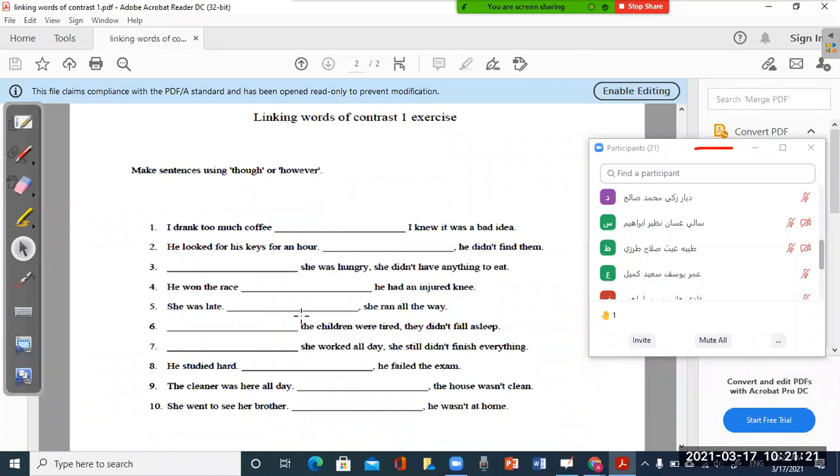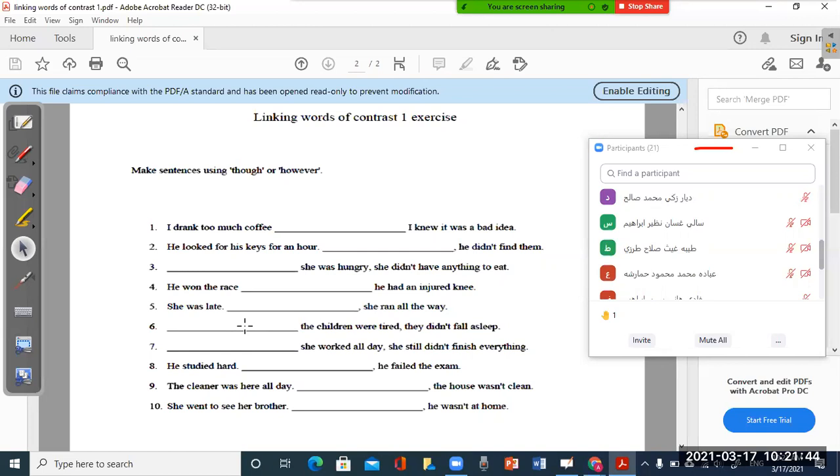Okay, who can help him? Though. So, although, though, he said. Do you agree, others? No, it's however. So, do it again, please. She was late, however, she ran all the way. Okay, the next one, Omar, number 6.